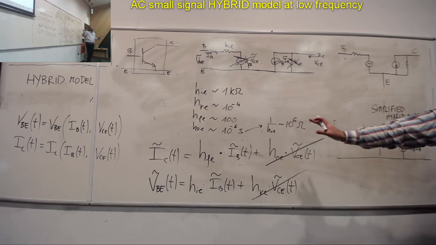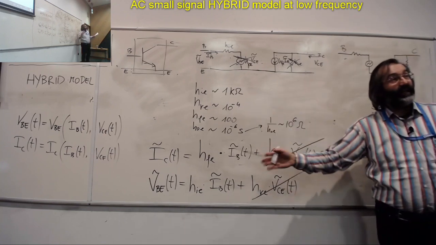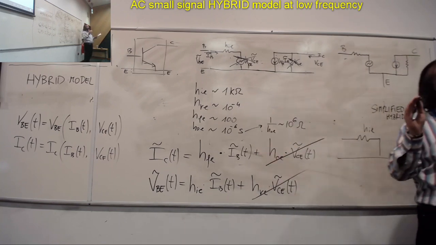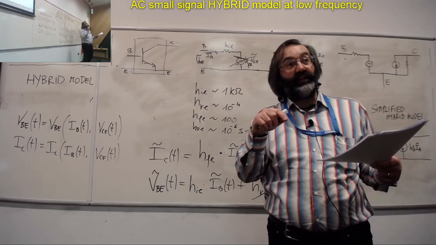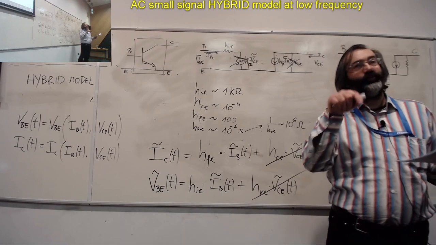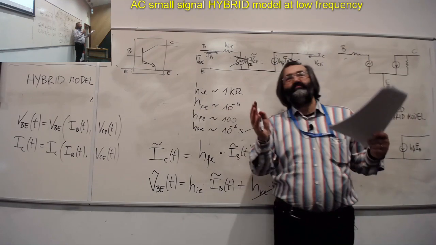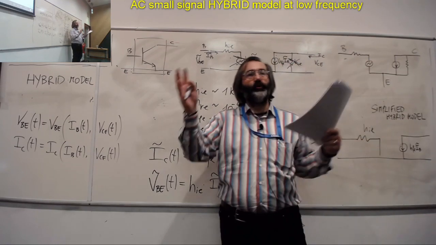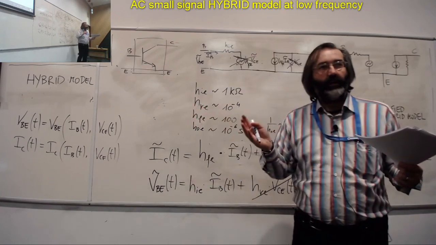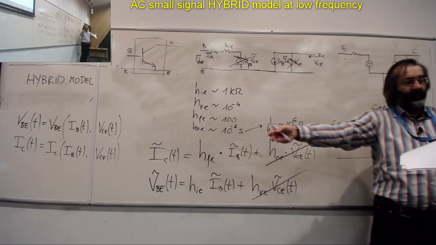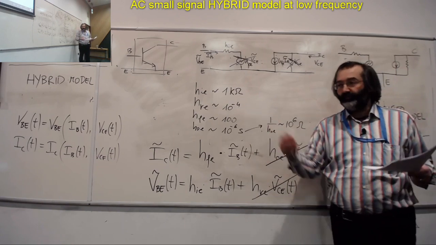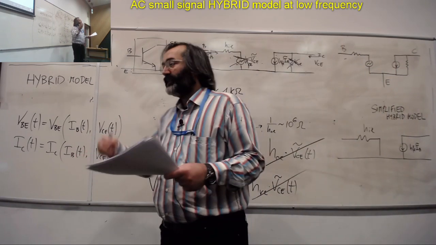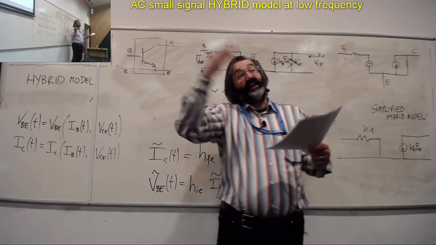Everything we've done here in this model, remember, relates to AC small signals, but we also need to add one thing: low frequency. Low frequency means, let's say, up to 1 megahertz. We will see at the end of the next hour, well, I don't know if we manage, just for curiosity, what may happen at high frequencies.